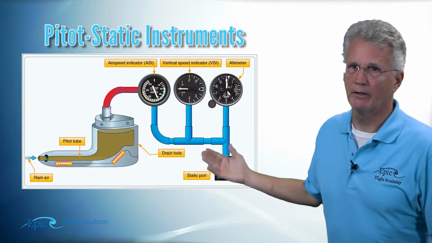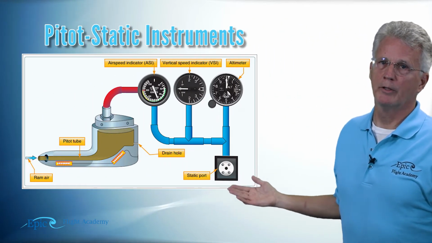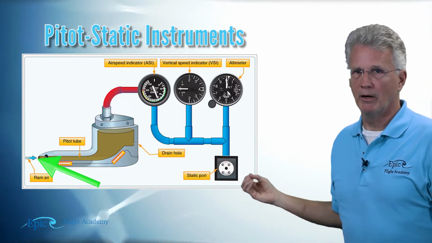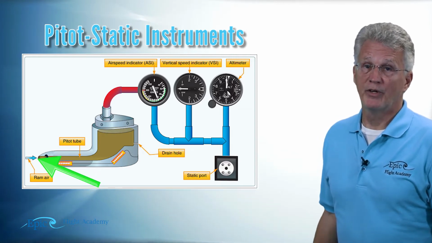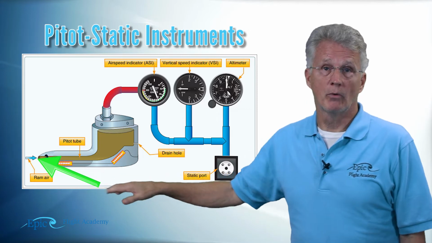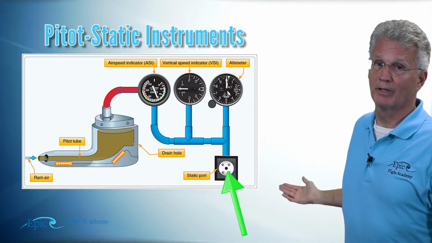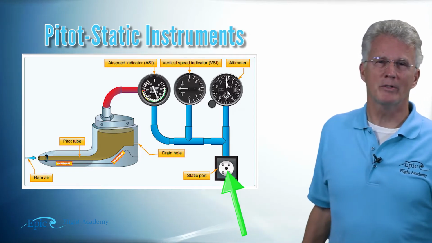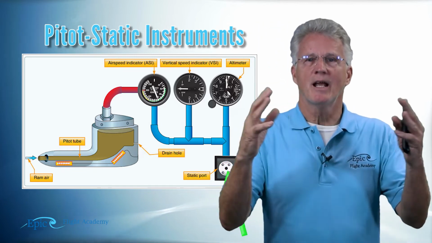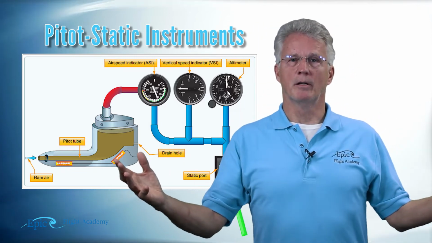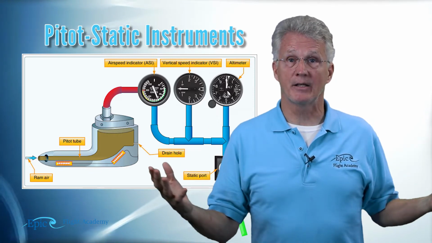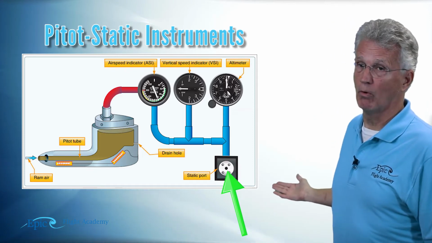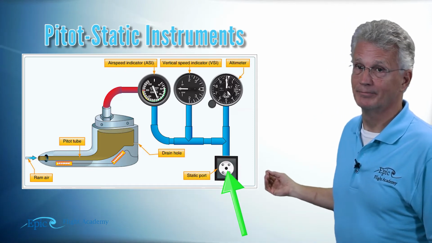Now, if you take a look at this diagram, it's quickly apparent why it's called pitot-static. This pitot tube accepts ram air from the atmosphere as the aircraft is moving forward. And this static port is sensing static air pressure. So what does that mean? If I'm standing out on the ramp next to my airplane, I'm experiencing static air pressure. That's the pressure that this static air port is sensing.